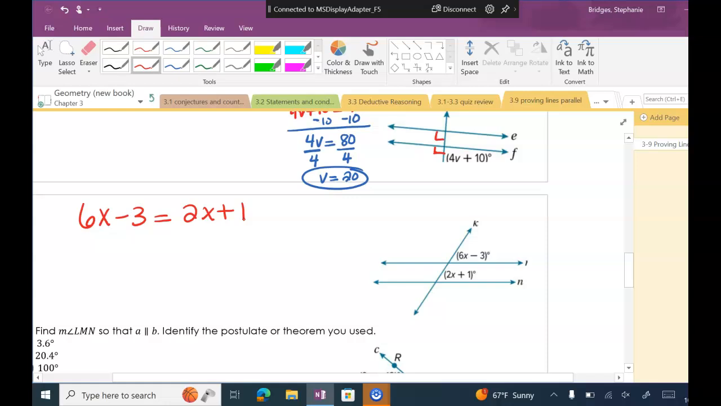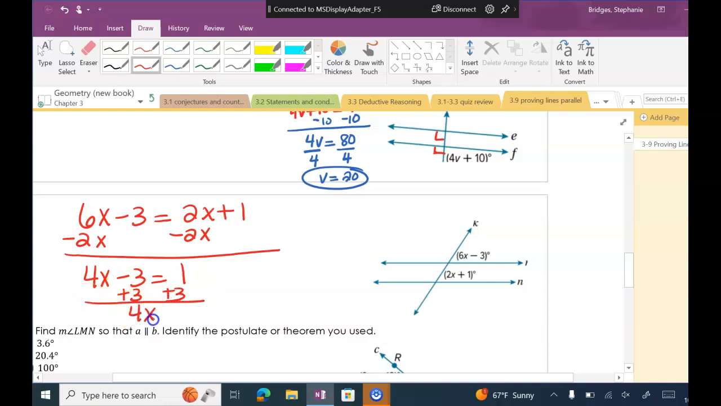I personally like to take the smaller x's to the larger. So I'm going to subtract my 2x over to the 6x. That's going to give me 4x minus 3 equals 1. Then I'm going to add my 3 over. That is 4x is equal to 4. Kind of running out of room here. And then I'm going to divide by 4. And so therefore x is going to equal 1. And again, those were corresponding angles, so that's why they are congruent.